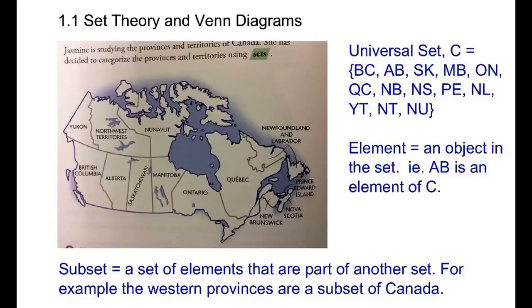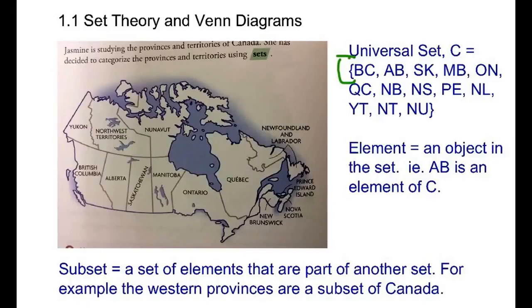The first definition that we want to worry about is called the universal set. The universal set in this case is every element or every province that we're talking about. So in this case the universal set would be all of Canada. The notation we use is little curly brackets, and we list all the provinces. So BC, Alberta, Saskatchewan, and so on. The entire universal set of Canada then is the 10 provinces and the 3 territories.